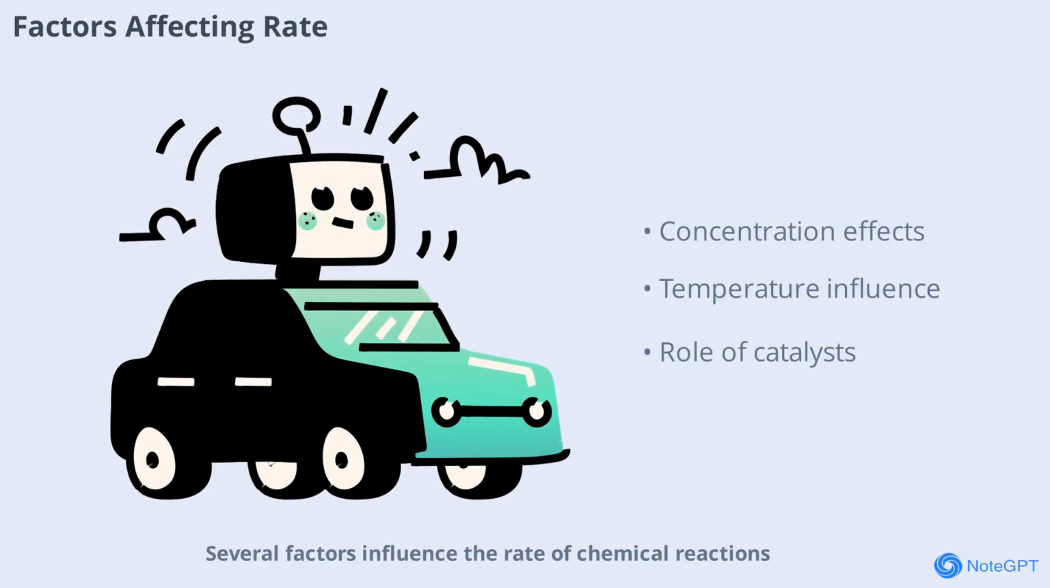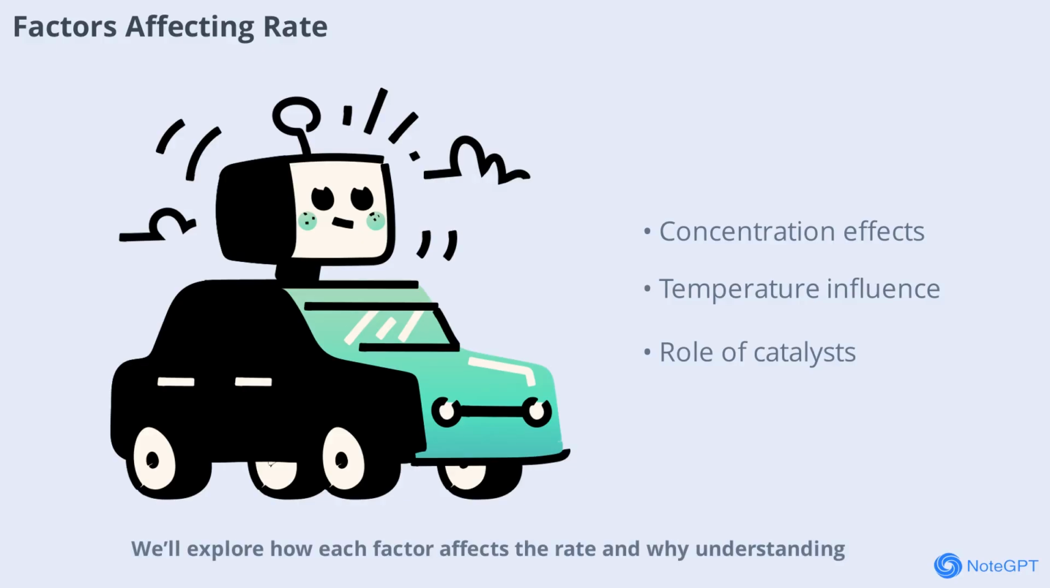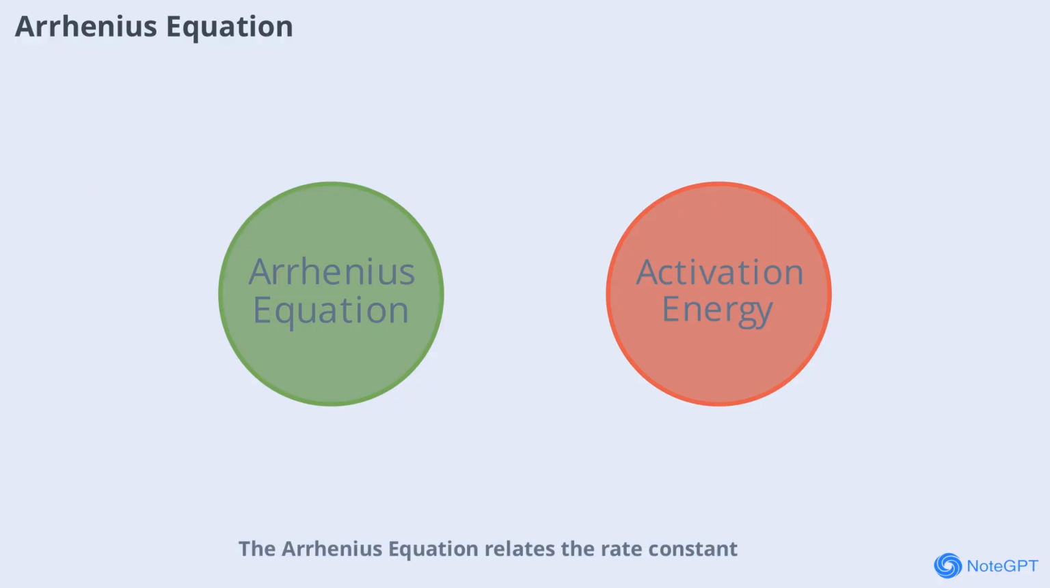Several factors influence the rate of chemical reactions, including concentration, temperature, catalyst, and surface area. We'll explore how each factor affects the rate and why understanding these is crucial for controlling reactions in both laboratory and industrial settings. The Arrhenius equation relates the rate constant of a reaction to temperature and activation energy.